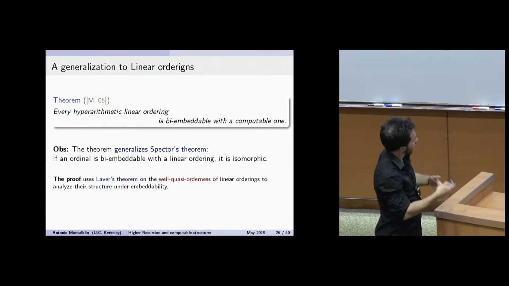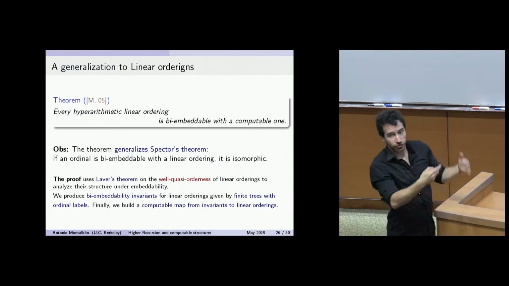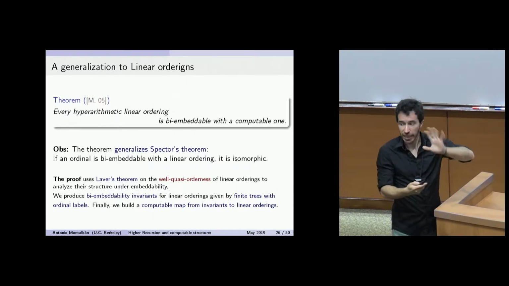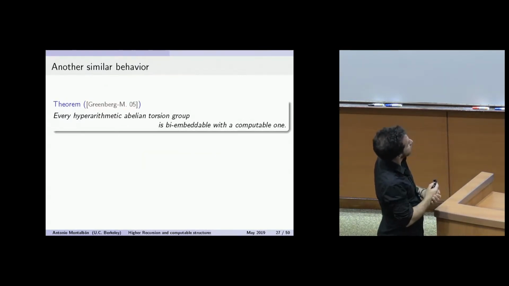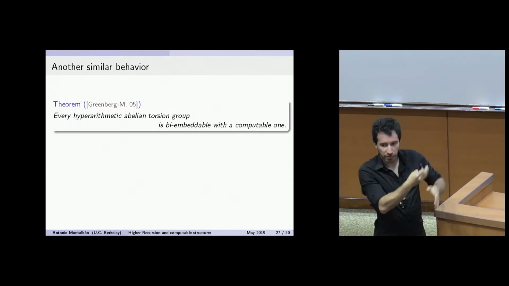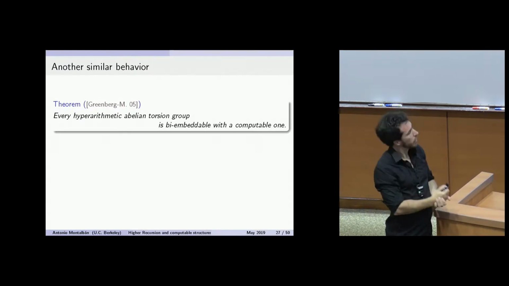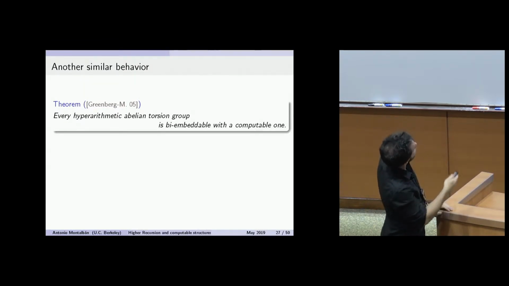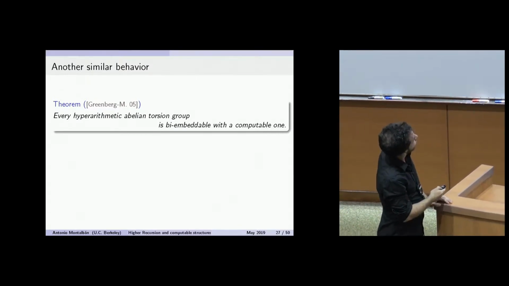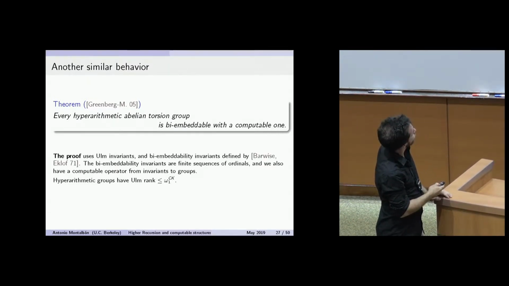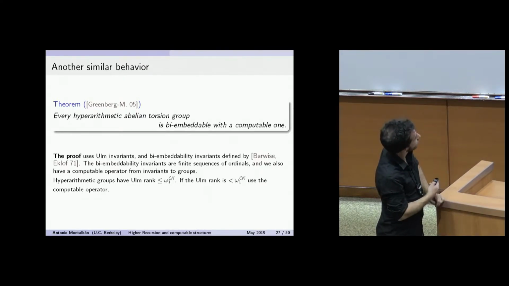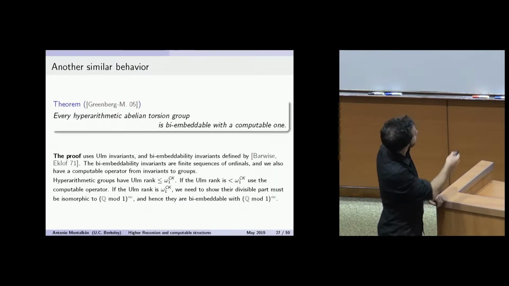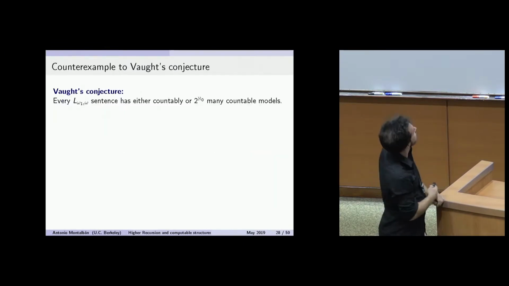And the proof requires analyzing the structure of the embeddability of the linear orderings and what they look like, and being able to represent each hyperarithmetic linear ordering in a computable way, up to bi-embeddability. So the same result is true for abelian torsion groups. It was an easier proof, but it also required understanding the structure of embeddability on these torsion groups and on the pre-groups.